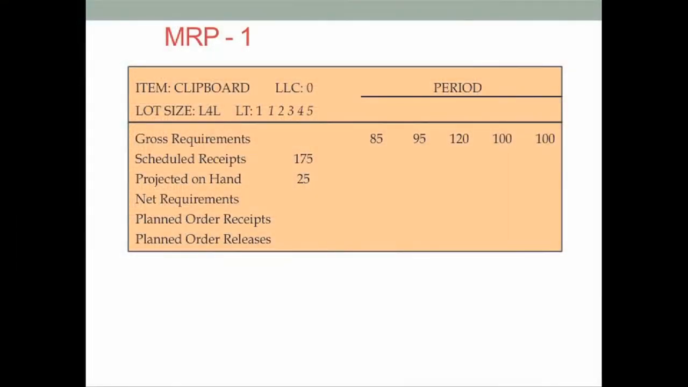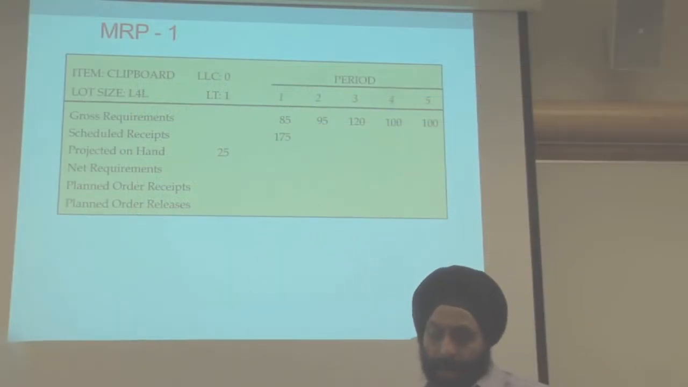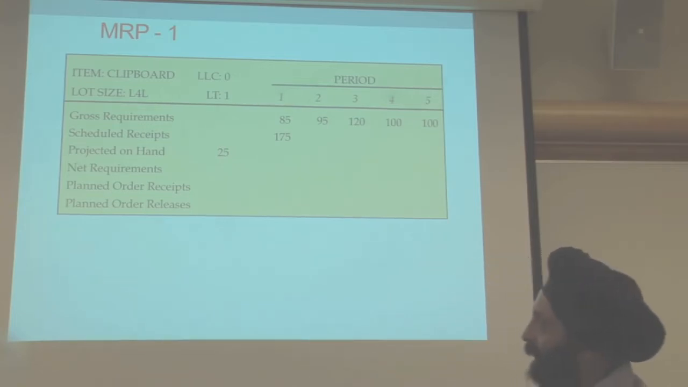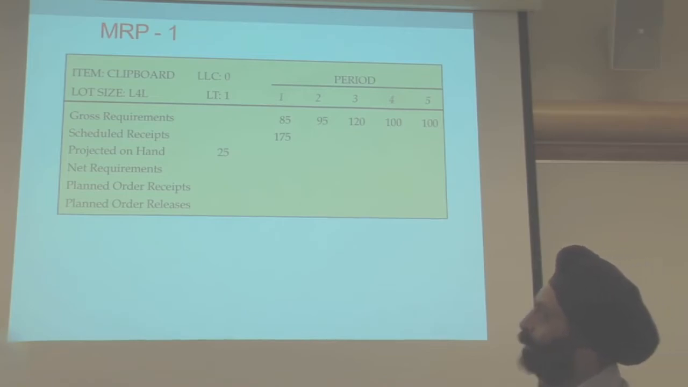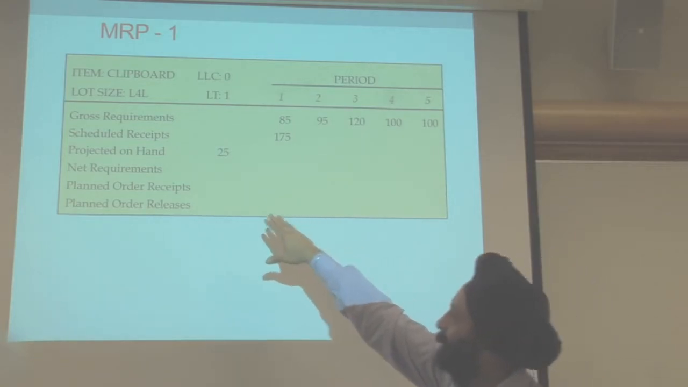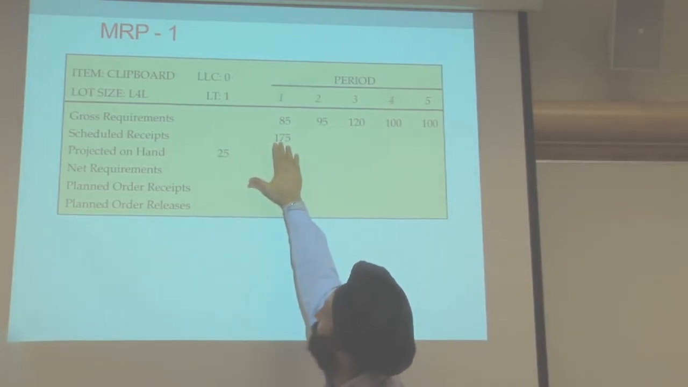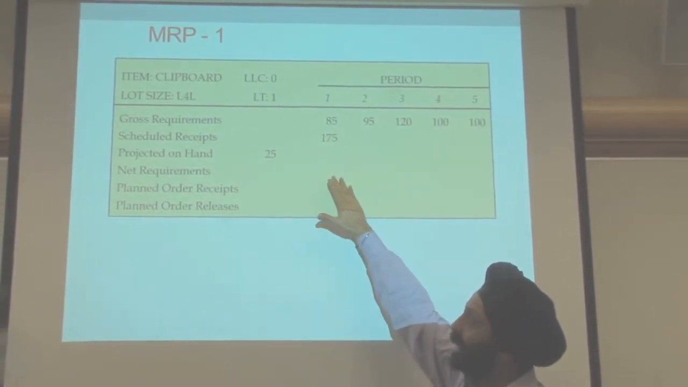in this case, what we're looking at is lot for lot size. That is, we actually end up buying exactly the items demanded. That's the order we will place, just like in a just-in-time environment. So in this case, you have the projected on hand as 25, and then 175 is the scheduled receipt in period 1, which was indicated in the previous slide.